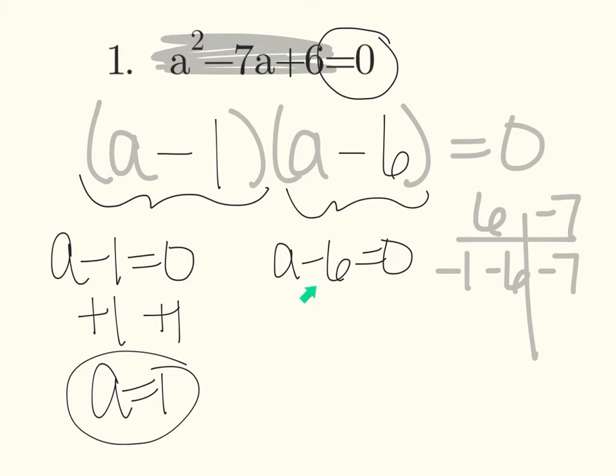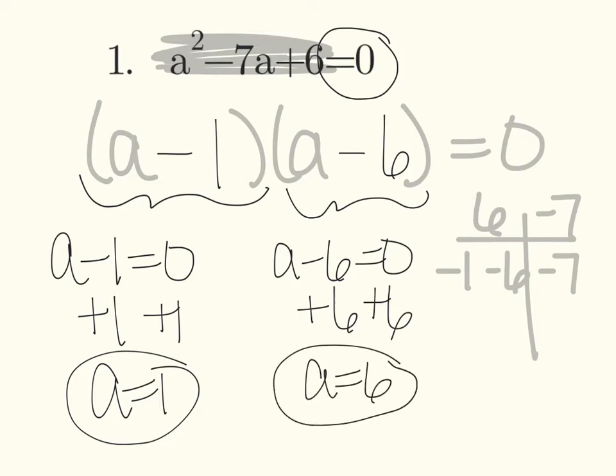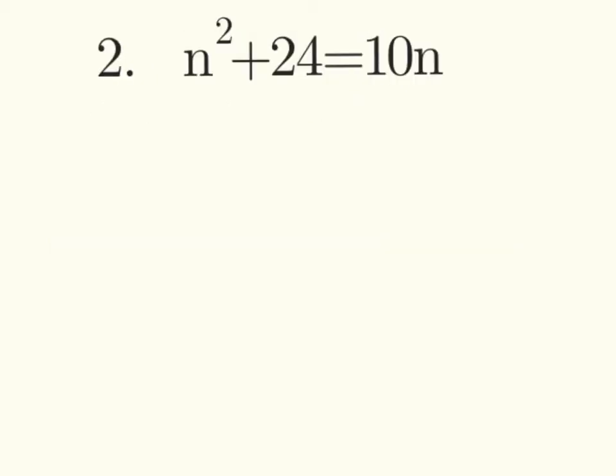Now over here, we have a minus 6 equals 0. So I'm going to solve for a. That means I'm going to add 6 to both sides, and I get a equals 6. Okay, and these are both my answers: a equals 1 and a equals 6. Okay, let's do another one.